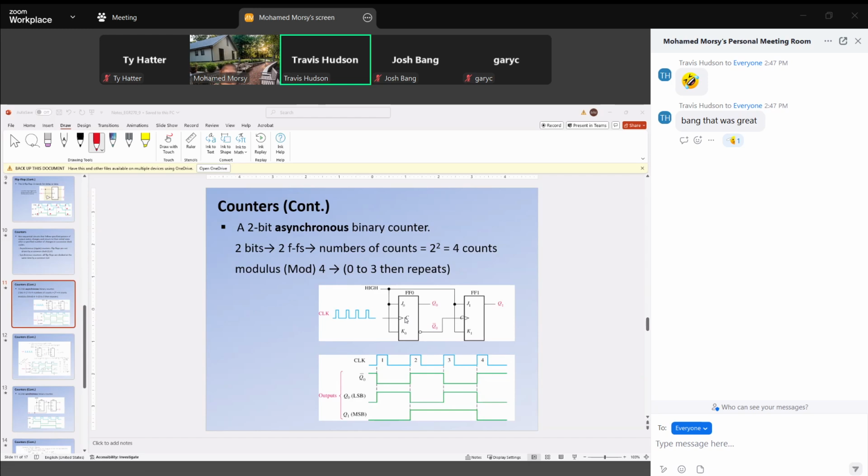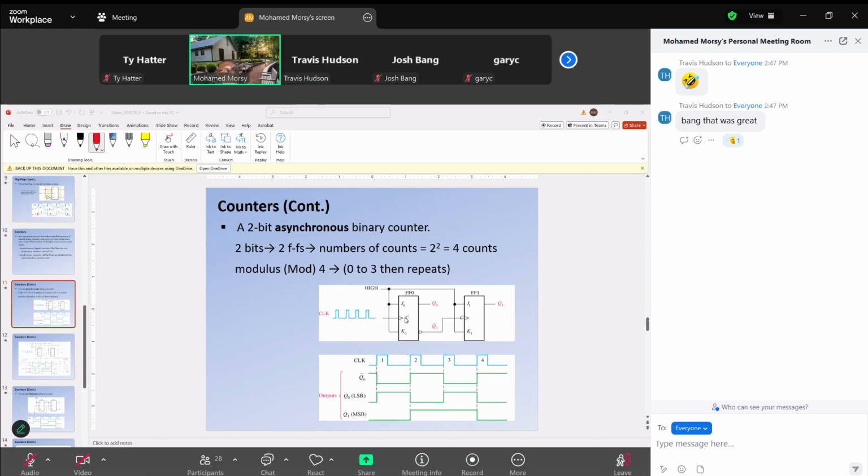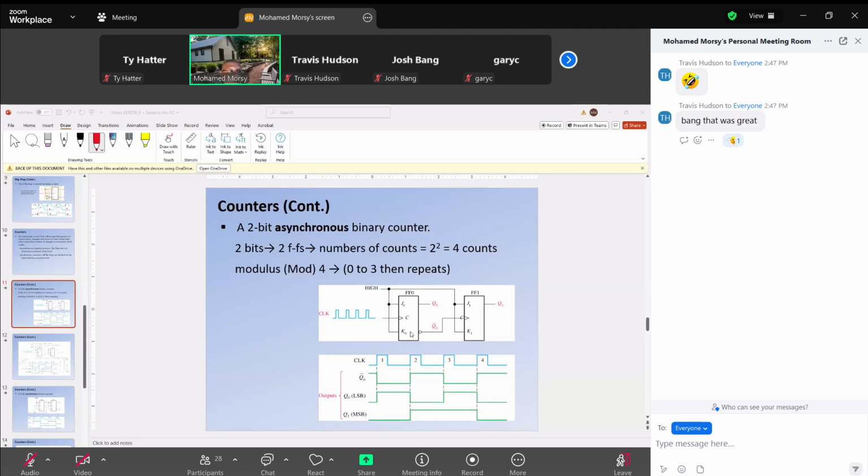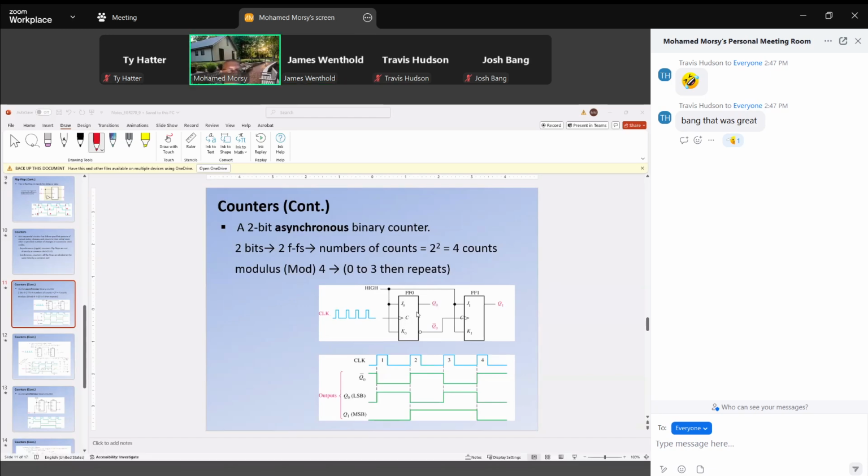JK, are you sure? When J and K are connected to high, what do we call it? J and K of the flip-flop, both of them connected to high, right? So what is it now? T flip-flop. This is a T flip-flop.